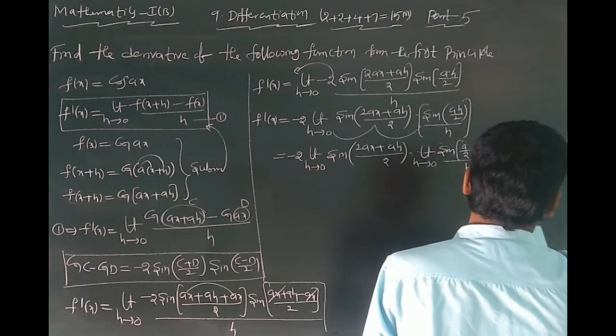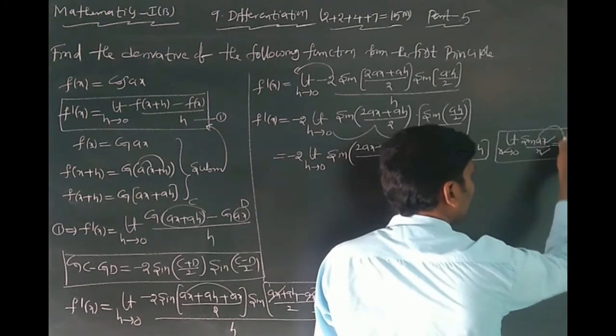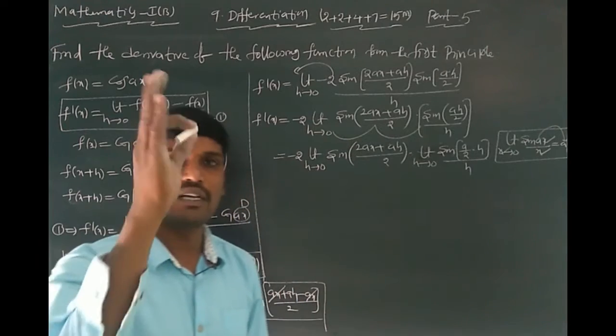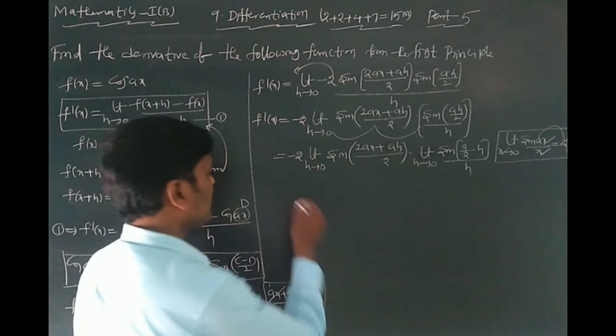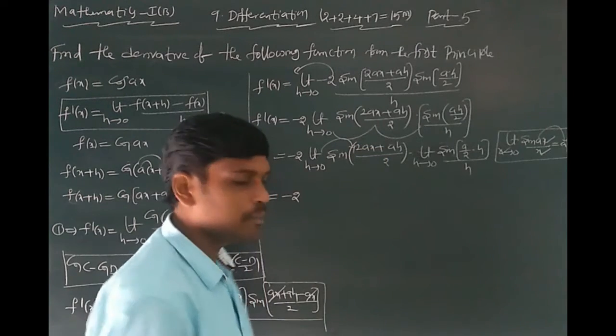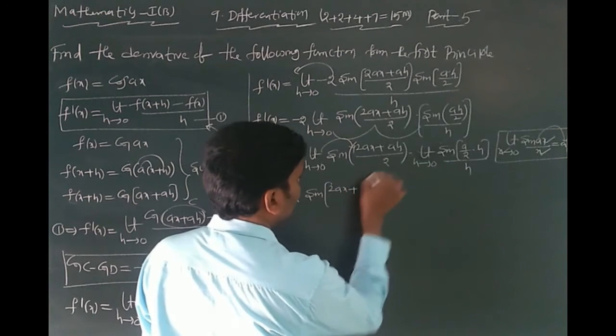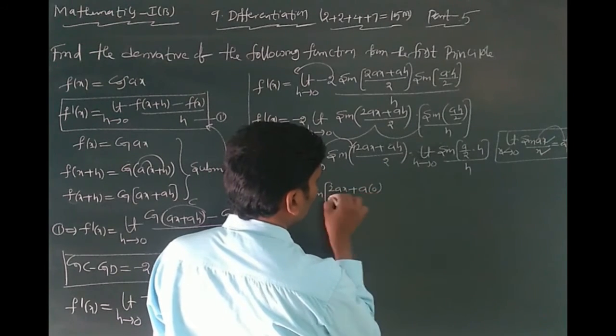In this form, you can write a. Here x is there, here x is there, x is there. In place of a, you can write that is the answer. Similarly, here minus 2 into. You can apply the limit here. Sin of 2ax plus a into 0 by 2.